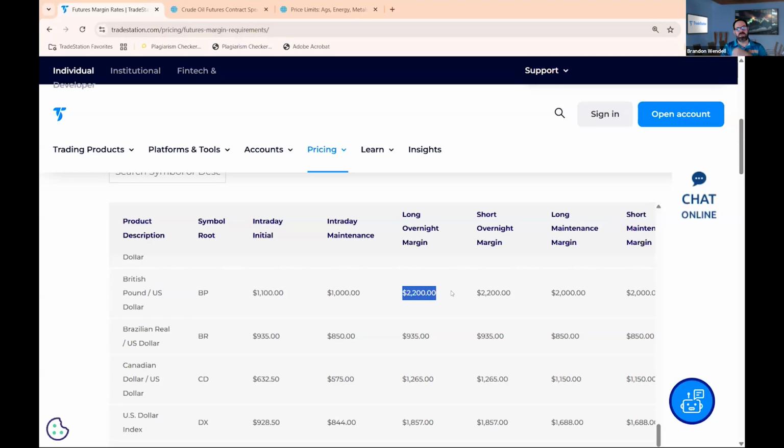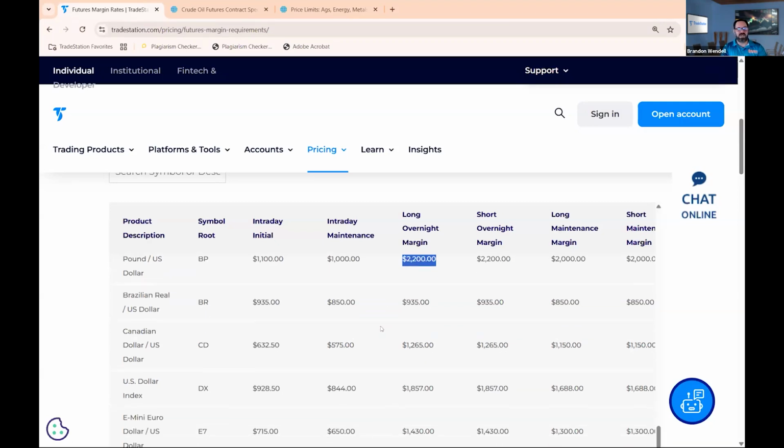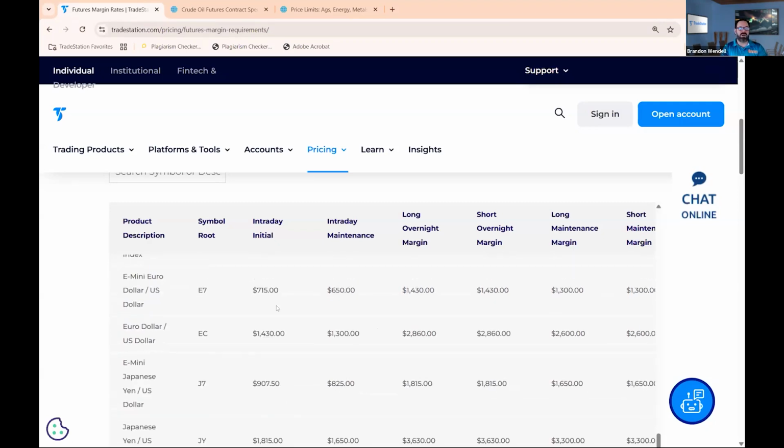Okay, that's not bad. Now, what if you didn't have that kind of money? If you want to get started with a smaller amount, trade the micro euro, 715 for intraday, 1430 overnight. There are smaller versions of these contracts that allow you to trade using less capital. And the requirement for the accounts, again, you can check to see how much the requirements are. I don't know personally, but you can check on that.